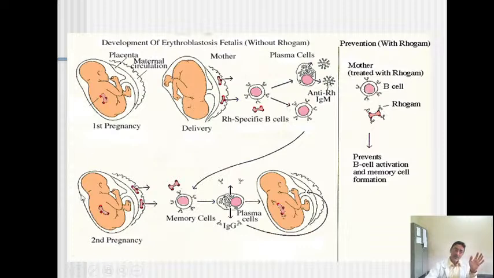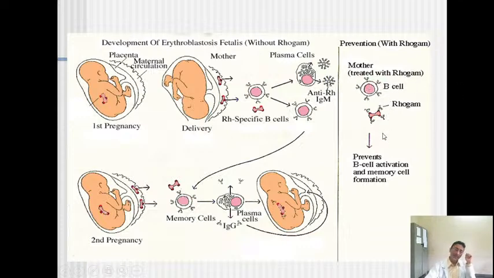Now what happens during second pregnancy? During second pregnancy, these may cross from the maternal circulation into the fetus and develop an antigen antibody reaction, resulting in the development of erythroblastosis foetalis. So here the mother is treated with this injection, Rogam, which is the name of the antibody injection.